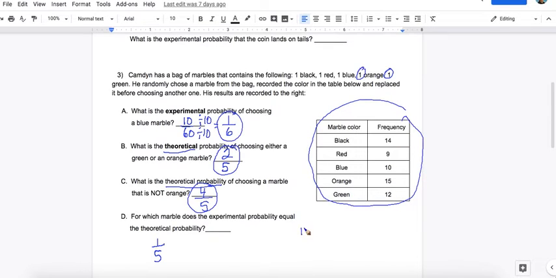So let's see. Let's just check black. 14 divided by 60 is 0.23.